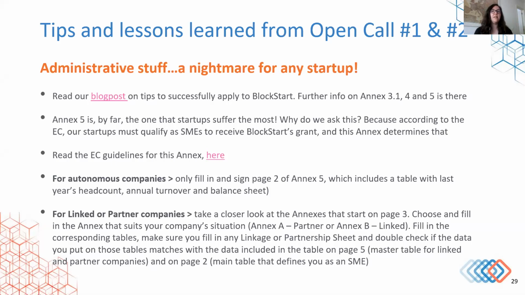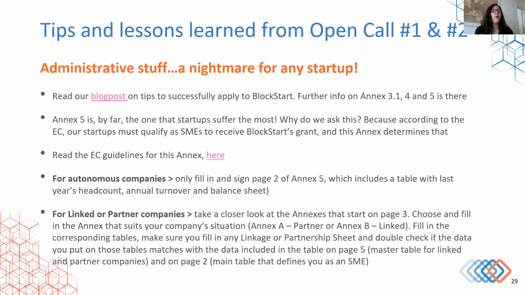And this annex is divided in 2 parts. So if you are an autonomous company, you don't need to worry, because you only need to fill in and sign the first page that says that you are an autonomous company. So you do your accounting as an autonomous company, and you fill in the table that is there with the mandatory criteria that we have previously said. So the number of employees that you have, your annual turnover, things like that.